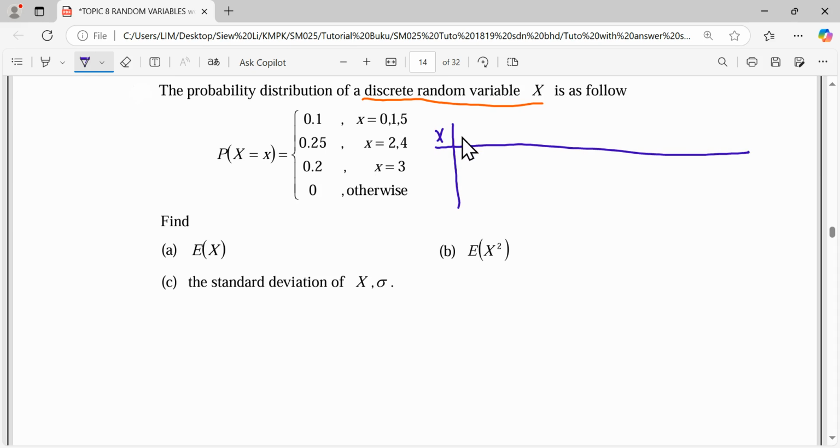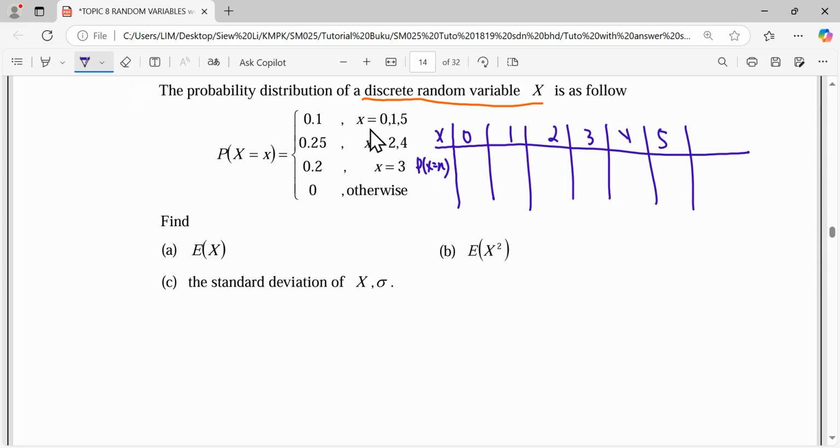We have x equals to 0, 1, 2, 3, 4, and lastly 5. So we have our random variable here and its corresponding probability. When x equals to 0, probability is 0.1. X equals to 1 is also the same. X equals to 2 becomes 0.25. X equals to 3 is 0.2. X equals to 4 is 0.25. And lastly, x equals to 5 is 0.1.